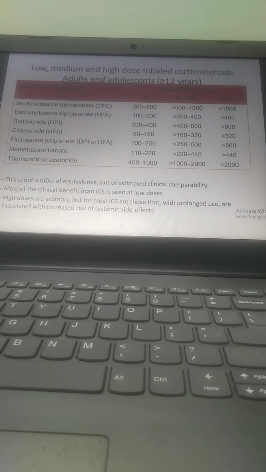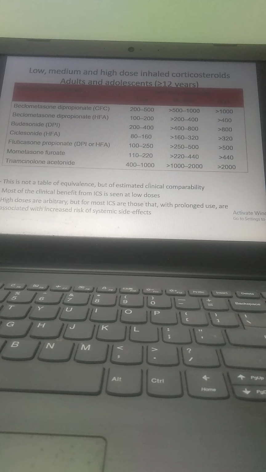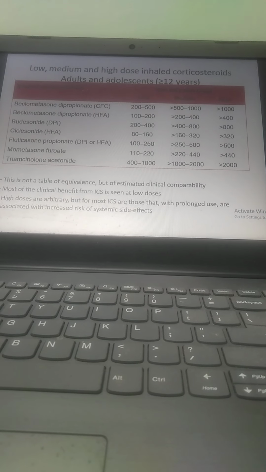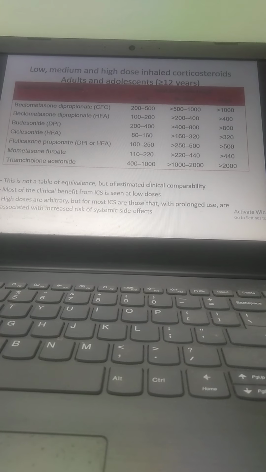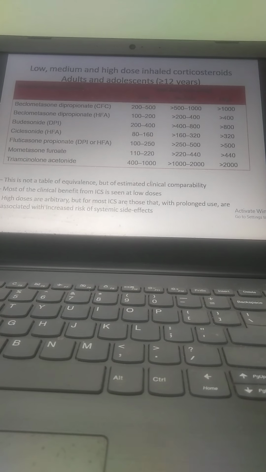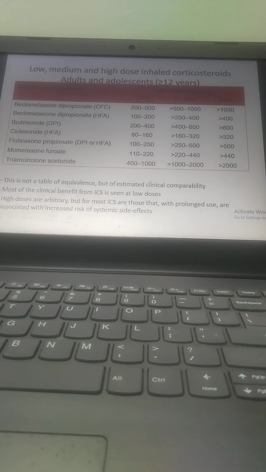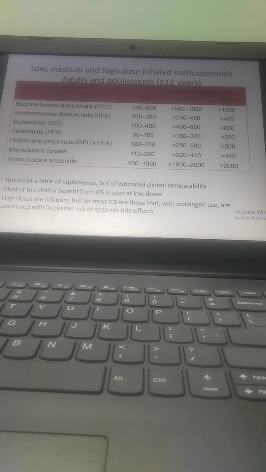Most of the clinical benefit from ICS is seen at low doses, so we should give low doses of these corticosteroids. High doses are arbitrary, but with prolonged use of most ICS, high doses are associated with an increased risk of systemic side effects, because we have to take the risk. There is a risk-benefit ratio.